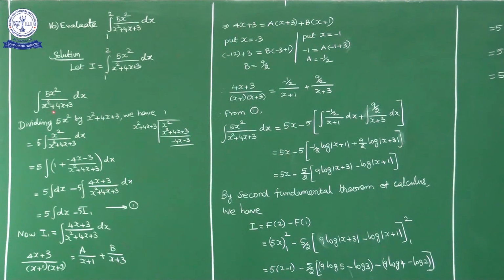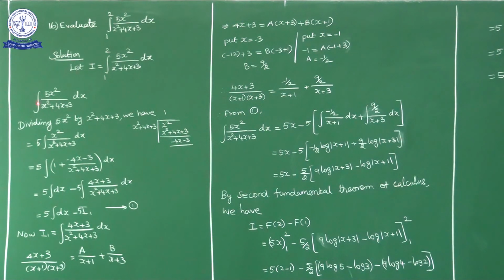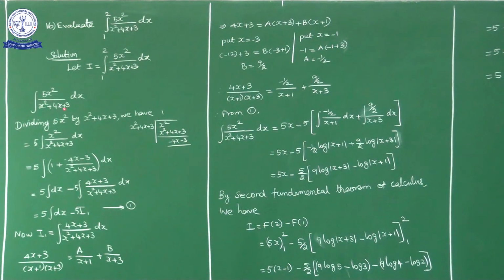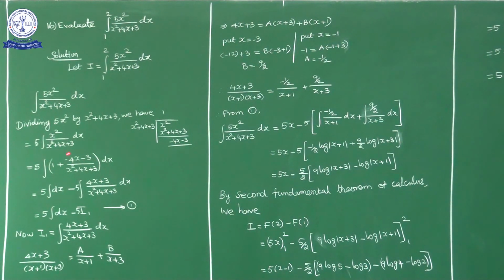So I will divide the numerator by the denominator. Dividing 5x square by x square plus 4x plus 3, first of all I will write 5 outside. So I will divide x square by x square plus 4x plus 3. So we can write this part as 5 into integral of (1 plus (minus 4x minus 3) upon x square plus 4x plus 3) dx.